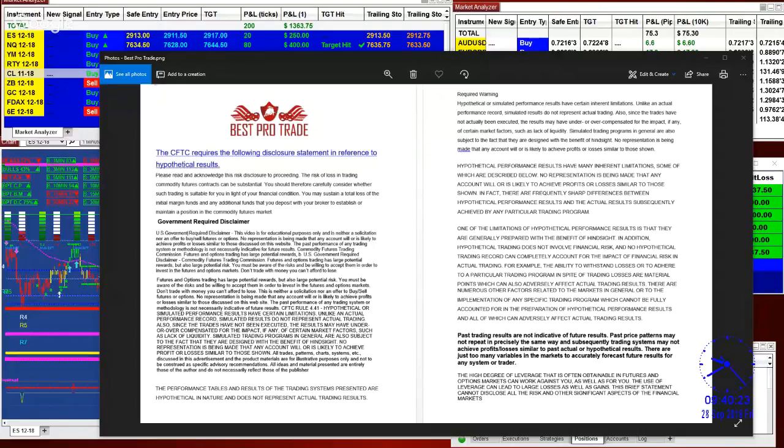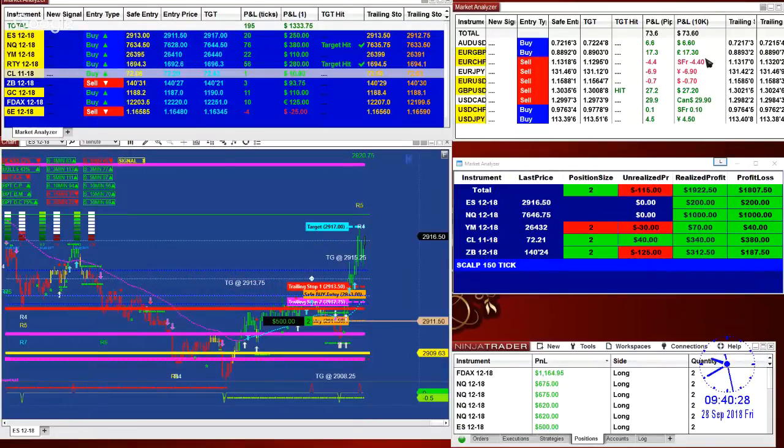Before we start, we have a disclosure. Please be aware of the risk in trading. Normally we start around 10 o'clock Eastern time, but today we will be a bit early to start.